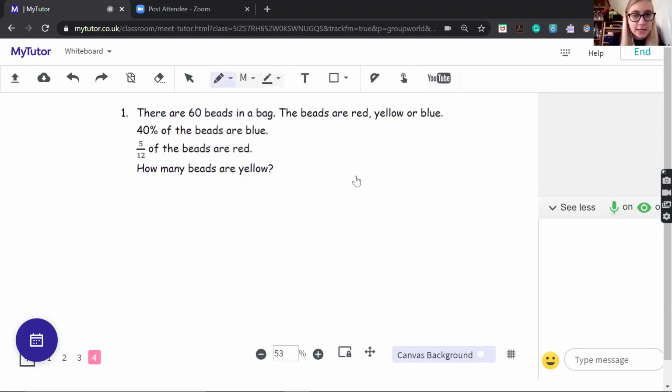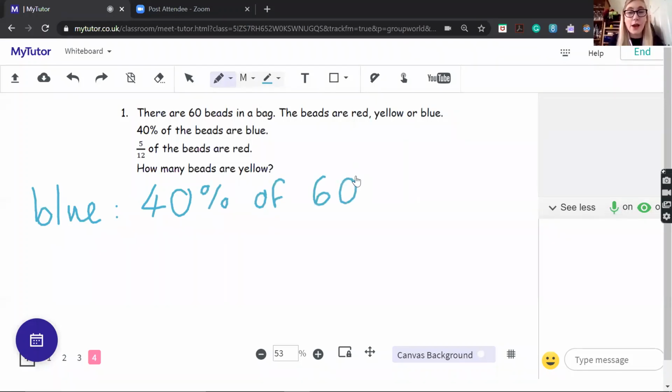So let's start with the blue ones. So this is actually really similar to the thing that I just did. If we just write out what we want, so 40% of the 60 beads. Now, hopefully, if you were listening to the last one, you'll see that we can just make this into a decimal. So we remember that the decimal point is kind of like here, and we hop it 2 places to the left. So this just becomes 0.4 of means times 60. And then we just have to do 0.4 times 60.